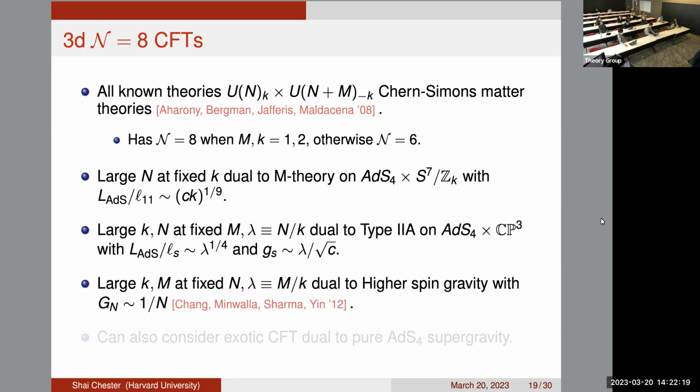But just to re-emphasize, this higher spin gravity limit as well as the type 2A limit don't preserve maximal supersymmetry, and so for the purpose of this talk, we don't care. And then lastly, we can just propose this exotic pure AdS4 supergravity. So this is the list of CFTs we're going to look at.